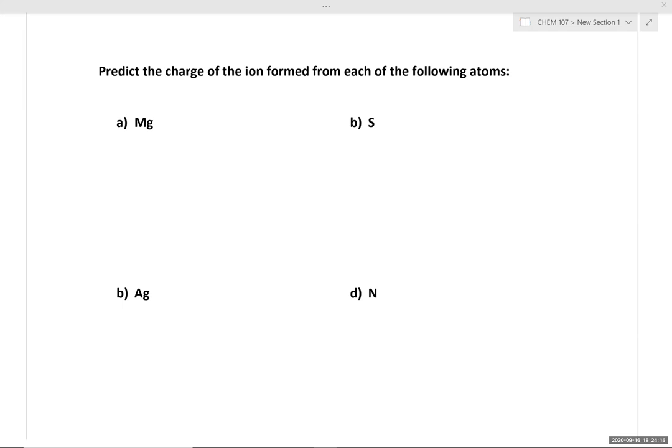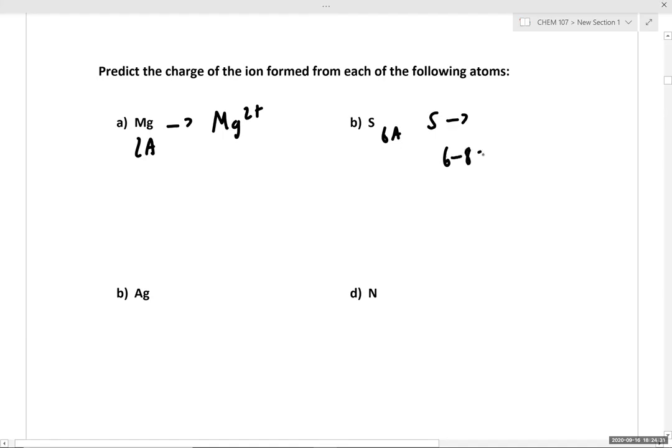Okay, so let's discuss. So magnesium is a group 2A element. So magnesium would prefer to form magnesium 2+. Sulfur is a 6A element. Sulfur would prefer to form 6 minus 8, which is minus 2, so sulfur 2-. Silver, it's a fixed charge transition metal, so it will prefer to form silver +. And nitrogen, being a 5A element, 5 minus 8 gives us -3, and nitrogen prefers to form nitrogen 3-.